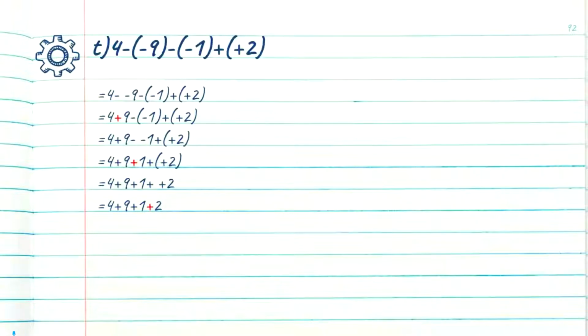Now we've gotten rid of all of those double signs, our line is clean, and we can go ahead and start solving. So the first operation in this equation is 4 plus 9, which is 13, and we drop the rest of the equation. 13 plus 1 is equal to 14, and we drop the rest of the equation. 14 plus 2 is equal to 16, and we drop the rest of the equation. So we can say that our final answer is 16.